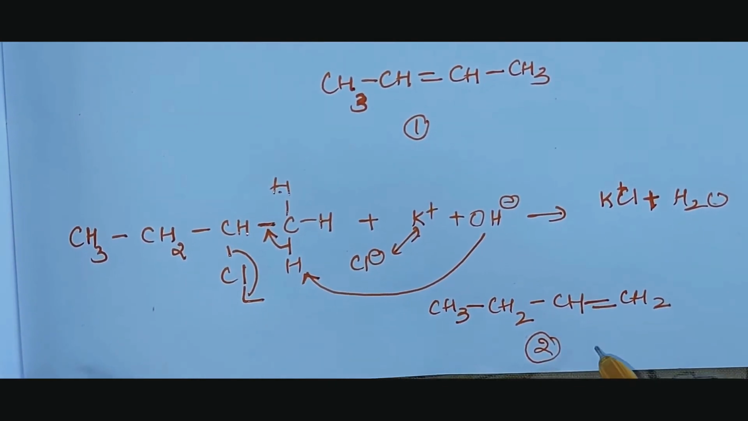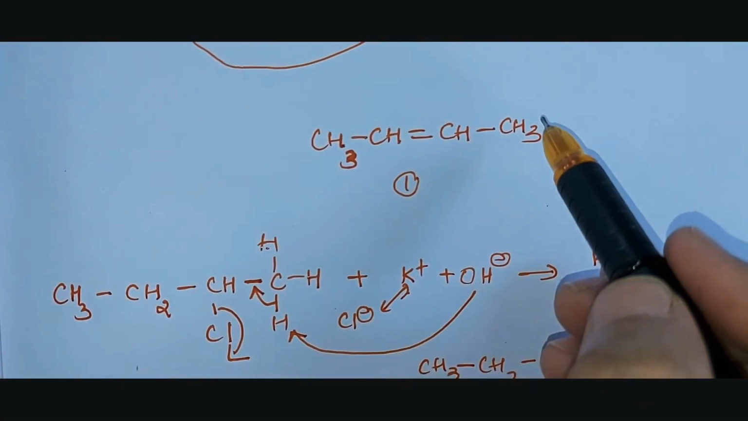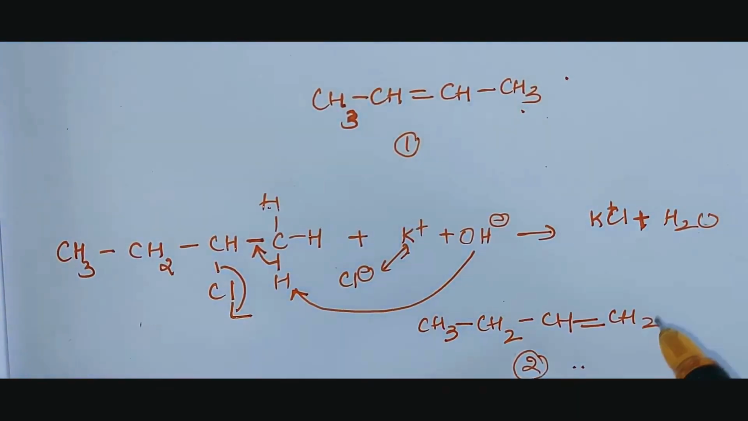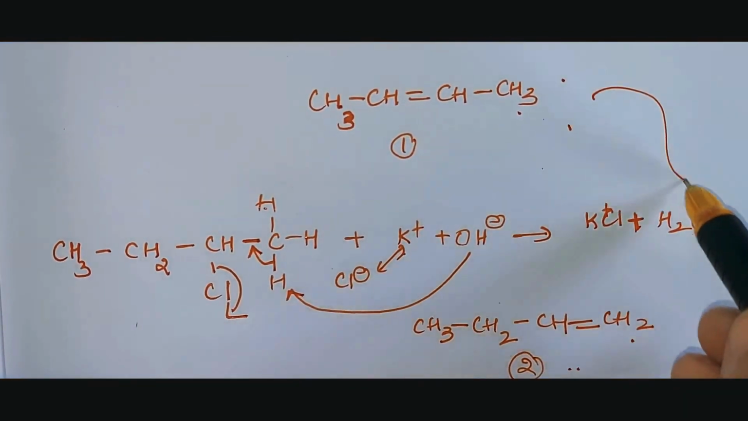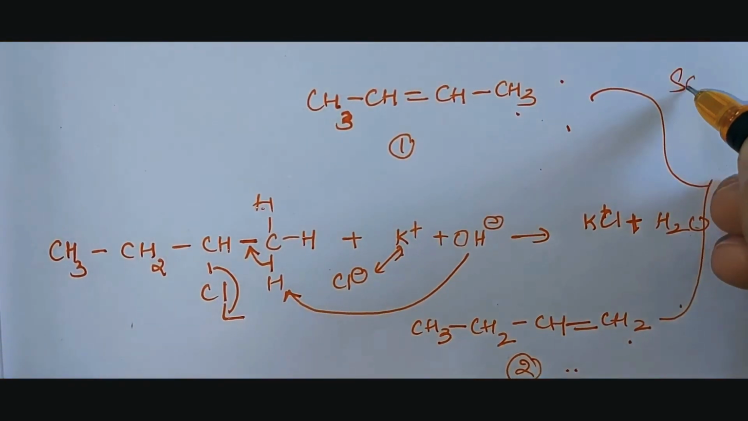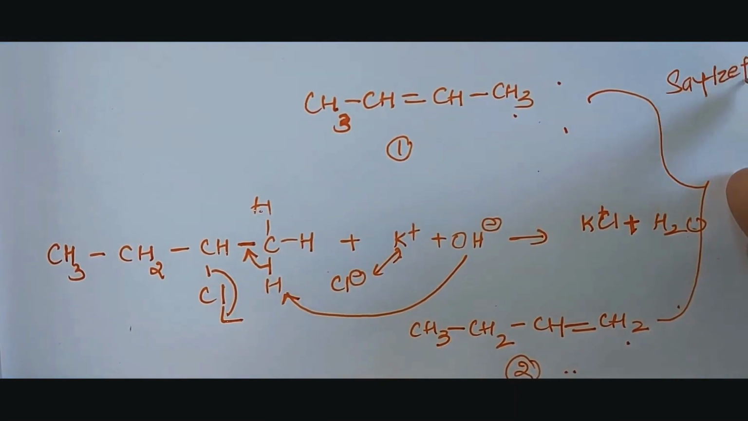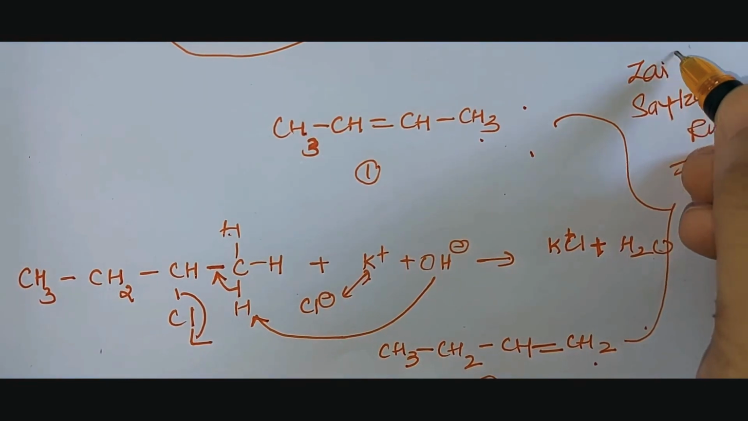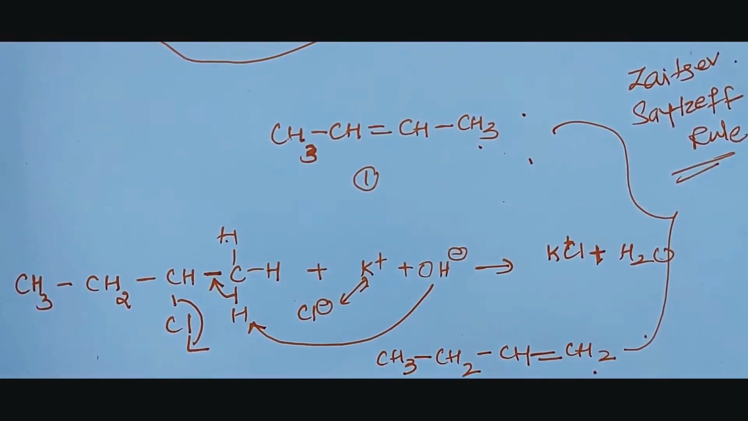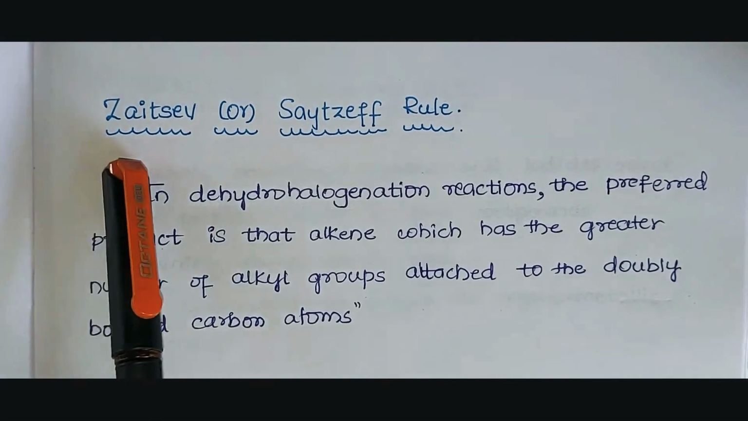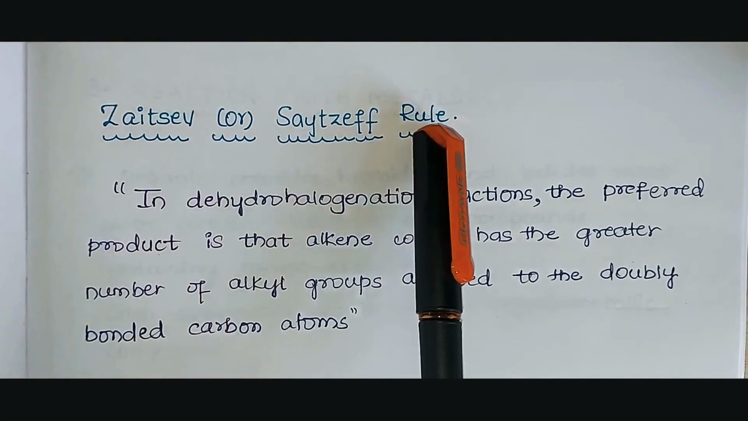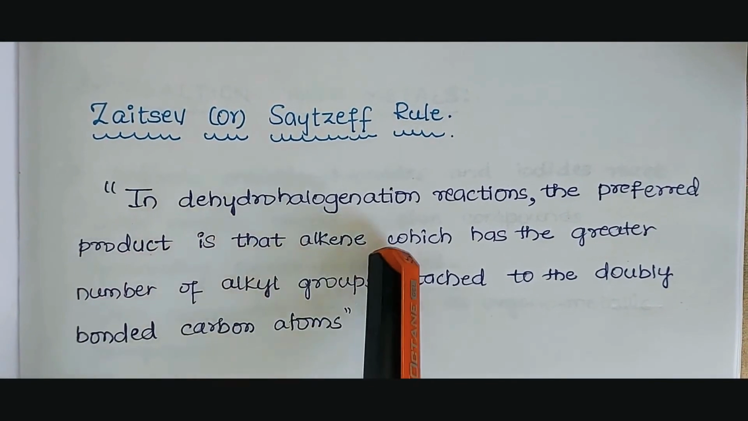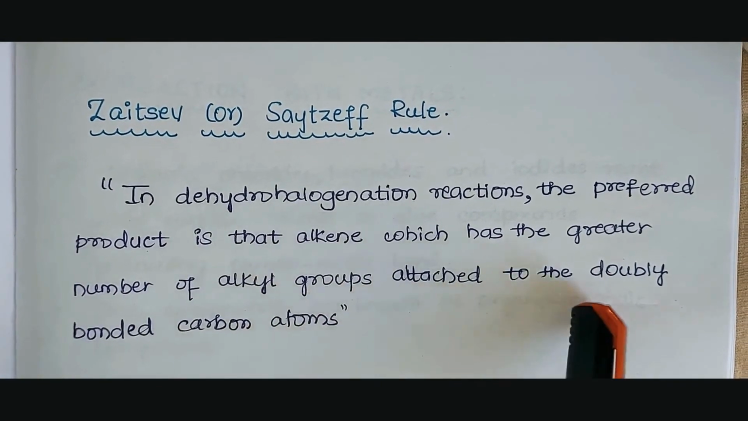So out of these two products, which is your major product? To find it out, you need to know a rule, and that rule is called the Zaitsev rule. Both pronunciations mean one and the same. So what is the Zaitsev rule? It states that in a dehydrohalogenation reaction, the preferred product is that alkene which has the greater number of alkyl groups attached to the doubly bonded carbon atoms.